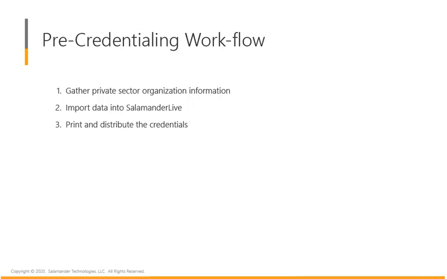To begin the pre-credentialing process, you will need to first gather the private sector organization's personnel information. The easiest and most efficient method in doing this is to send a copy of our import template to the organization to complete. To limit import errors, also forward along the People Import Quick Reference Guide, which contains the accepted formats and values for each field. The import template and guide can be found in Salamander University or by clicking Import.